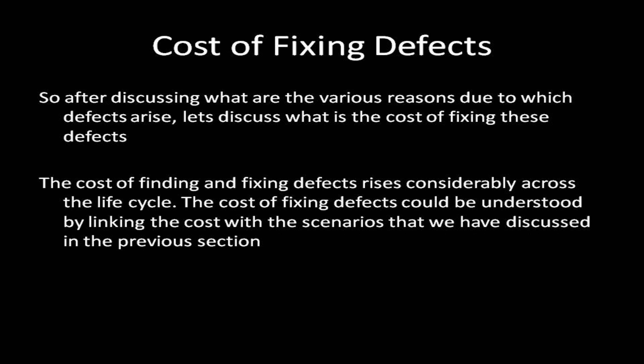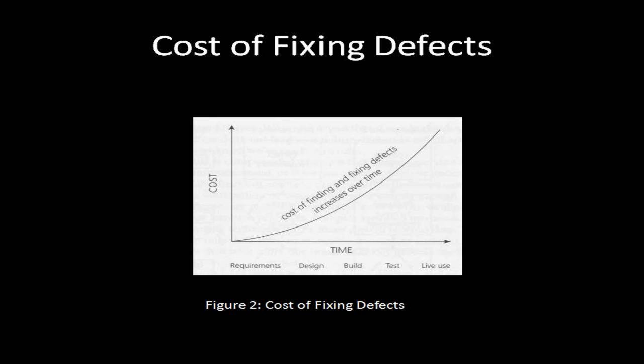So after understanding the cause of software defects, let us understand the cost of fixing defects. The cost of finding and fixing defects rises considerably across the life cycle. The cost of fixing defects could be understood by linking the cost with the scenarios that we have discussed in the previous section. If we draw a graph for cost of fixing a defect against the development phase in which it was found, we will get a curve, as shown in the figure.